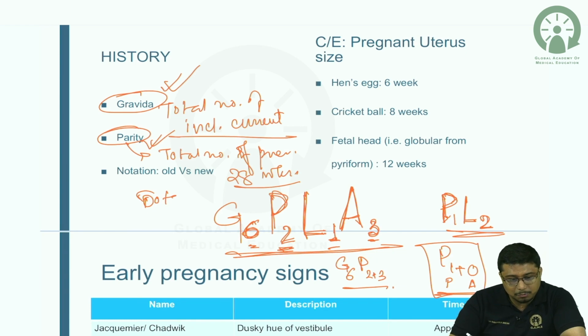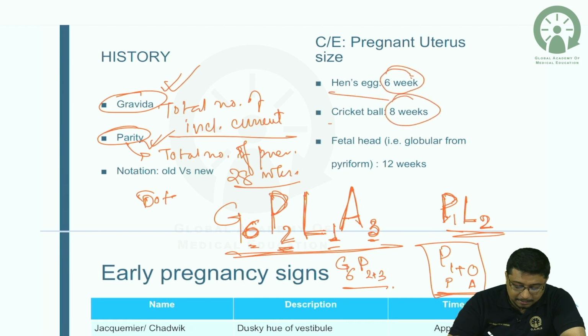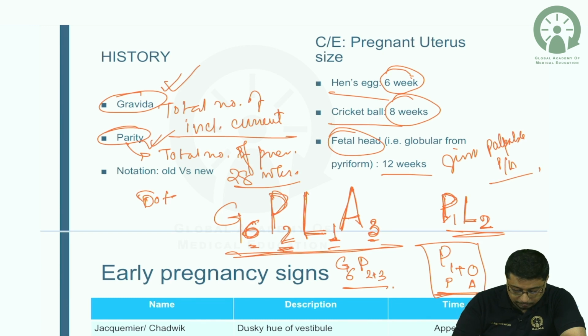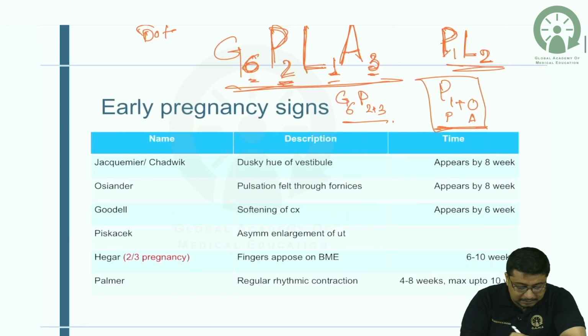So we must do a per vaginal or bimanual examination on the first examination itself. The uterus by 6 weeks is like a hen's egg, by 8 weeks like a cricket ball, and by 12 weeks it is the size of a fetal head or just palpable per abdominally. Okay, so this is a very important topic, early pregnancy signs.